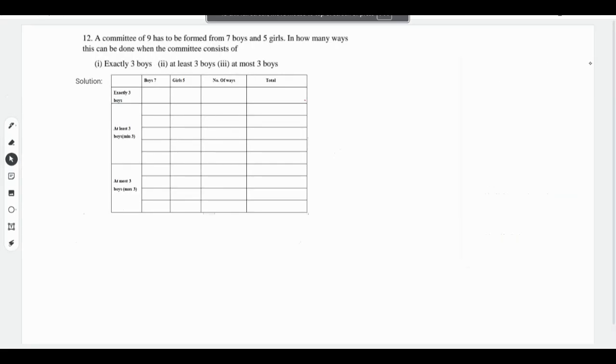12th problem. A committee of 9 has to be formed from 7 boys and 5 girls. In how many ways can this be done when the committee consists of? So they have given some conditions here.